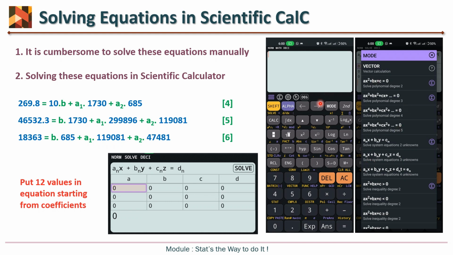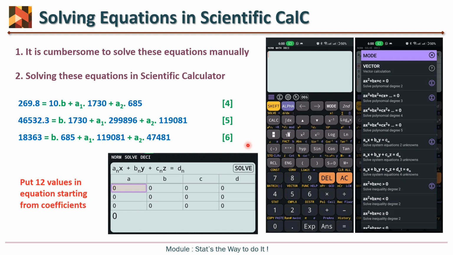So when I press mode, this list will open and here you will get equations. First is solve system equation with two unknowns, but we will use solve system equation with three unknowns because we have three equations. As soon as I press this mode, that is solve system equation with three unknowns, such a screen will be visible.